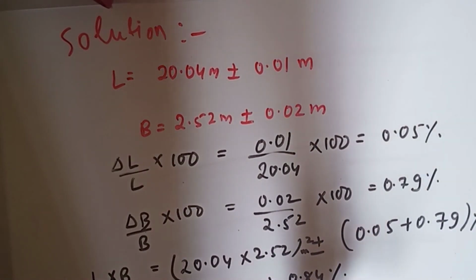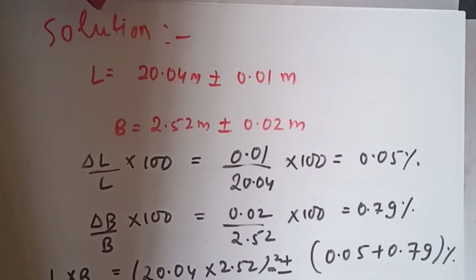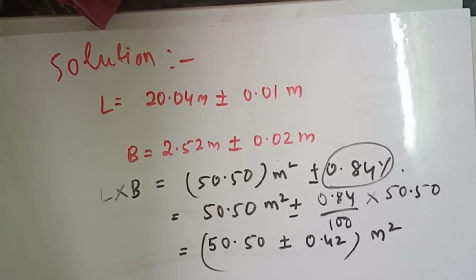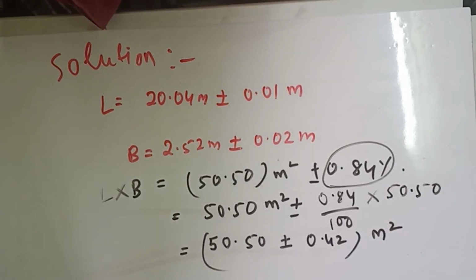Now this 0.84% we need to convert into the absolute error, since in the question it is given in the form of absolute error. So after conversion, 0.84, now how to convert? 0.84% means 0.84 by 100 of the actual value, means 50.50. This error here is converted into absolute error back, which will give you 0.42. Now you can write the unit as meter square.